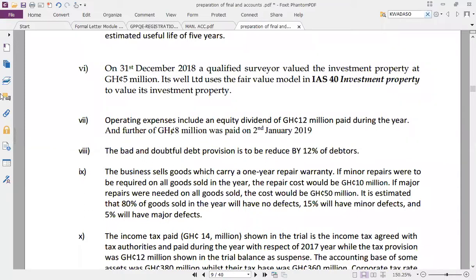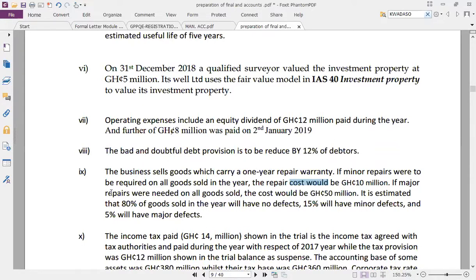Now note 8. Note 8 states that the bad and doubtful debt provision is to be reduced by 12% of debtors. So what do we do? We just have to find 12% of debtors and take it off from the bad debt provision.